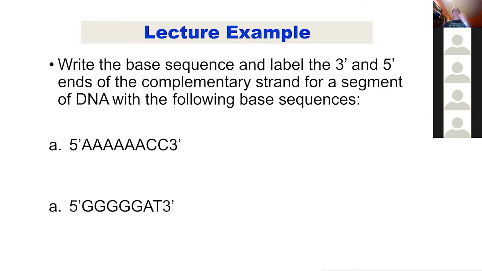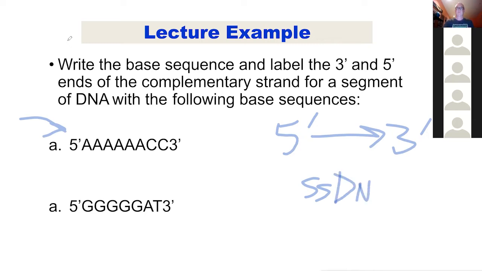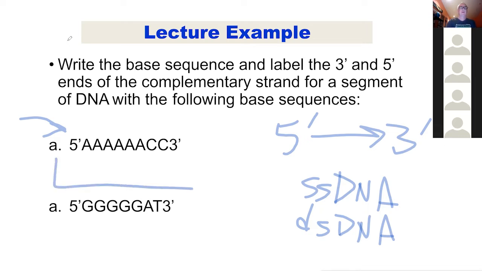All right, so let's look at this example. As I mentioned, we always write sequences starting at the 5' end and then going toward the 3' end. So if I have a sequence here, this would be a single-stranded DNA. We would just write that like this. If I want to make a double-stranded DNA, what would be the sequence that would go right underneath it here?